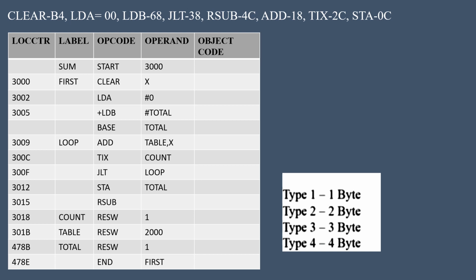Then we have a value called 2000 in our operand, which means 3 times 2000, which is 6000. And the hexadecimal value for 6000 is 1770. So 301B plus 1770 gives the value 478B. Then again we have the value 1, which is 3 bytes. So 478B plus 3 is equal to 478E.